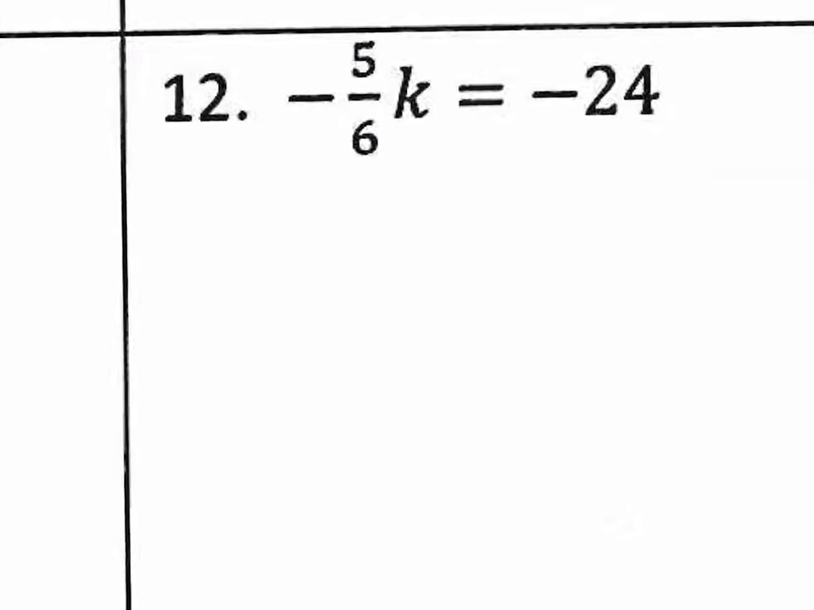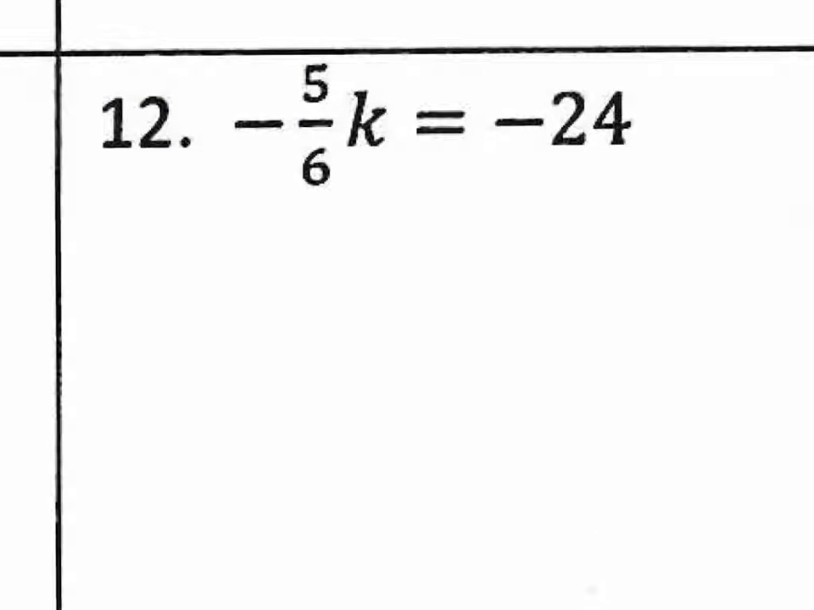Number 12, another easy one. A lot of people just mess up on it. What do I do there? Multiply by 6. You don't want the fraction. Multiply by 6. Multiply by 6. You could have done negative 6 and gotten rid of two things at once. I'm just going to go with 6. You're going to have negative 5k equals 144. I hope. Is that right?